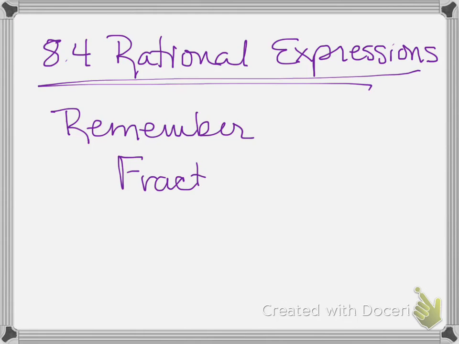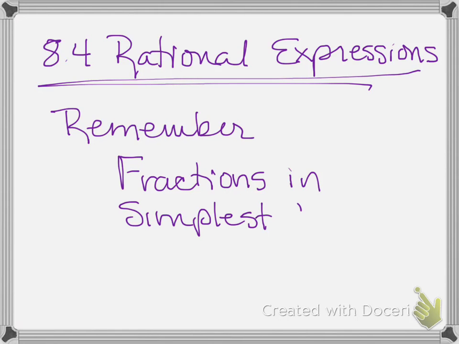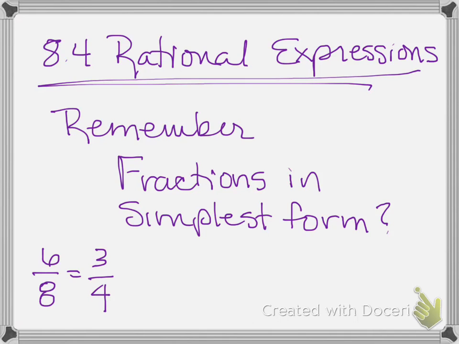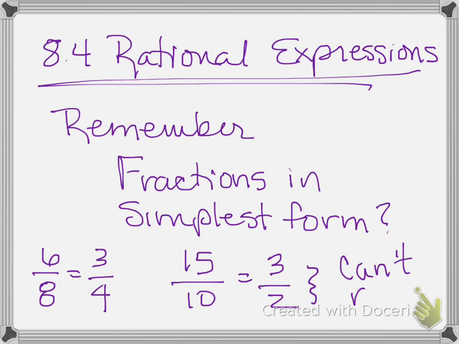So remember fractions, and remember fractions in simplest form. Remember that we say 6 over 8 is the same as 3 over 4. What did we do? Well, we had a common factor of 2, so we were able to simplify that. 3/4 is as simple as it gets. If we had 15 over 10, we could reduce that to 3 over 2, and we can't reduce any further. So because we can't reduce any further, then we say it's in simplest form.